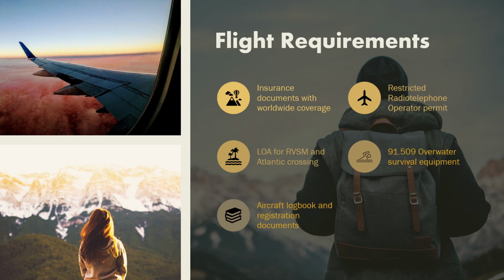The flight requirements include we'll have to get insurance documents with worldwide coverage or with country-specific coverage. Pilots will need to have a restricted radiotelephone operator license. We need a letter of authorization for the transatlantic crossing. We also have to have the Part 91.509 overwater survival equipment kit. And we need to bring with us the aircraft logbook and registration documents.